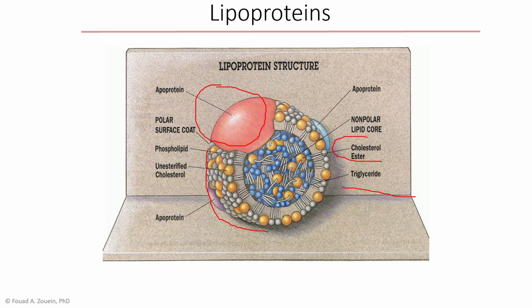Same for cholesterol ester. Cholesterol ester is nothing but a molecule of cholesterol that is esterified with a fatty acid, making it hydrophobic, allowing it to go and sit inside the core of lipoprotein. Because cholesterol in itself can circulate in the circulation in the form of free cholesterol, but once you esterify it with a specific enzyme, we're going to see that later, it goes inside the core and it becomes a part of the lipoprotein.